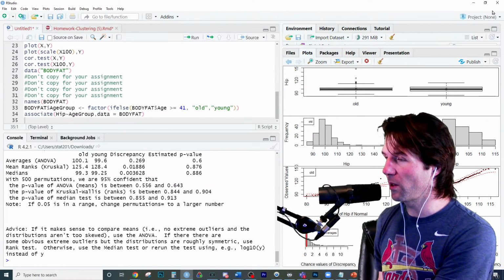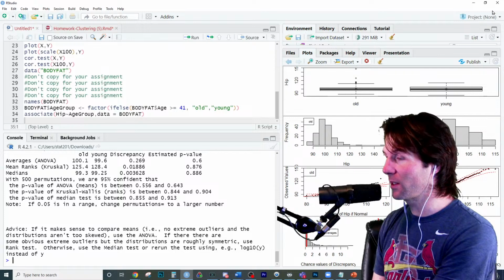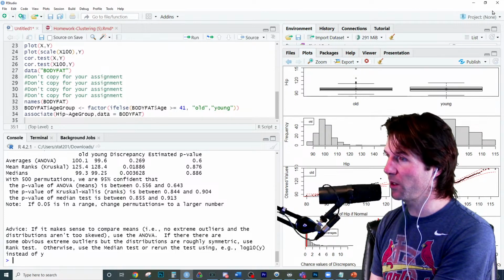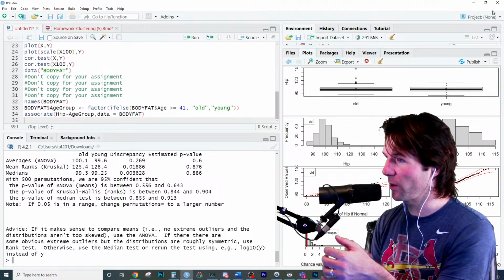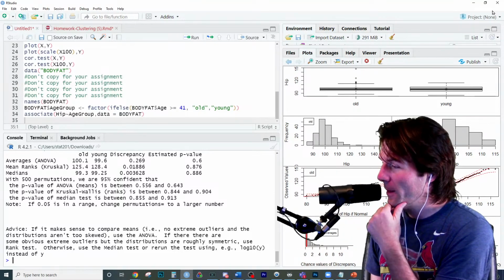Even the means don't show a difference, but any which way you slice this, it looks to me that there is not a statistically significant relationship where old people and young people would have some sort of relationship between their hip size, where if you're old or young, we would have some sort of idea.